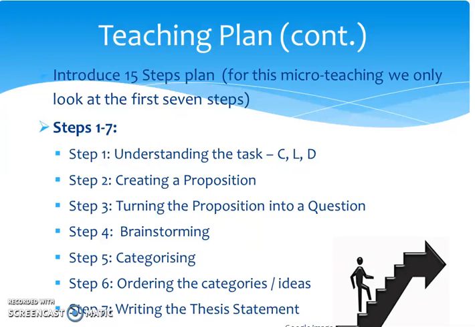I would like it known that the full 15-step plan is what is taught in UU114, but for the purpose of this micro LED, we will only be looking at the first 7 steps. And as you can see, there are these 7 steps. Students will be enabled to learn to understand the question, then learn how to create a proposition out of that, turn the proposition to a question, learn how to brainstorm, learn how to categorize those ideas from their brainstorming, and then order the ideas from the brainstorming, and then learn to write a thesis statement.